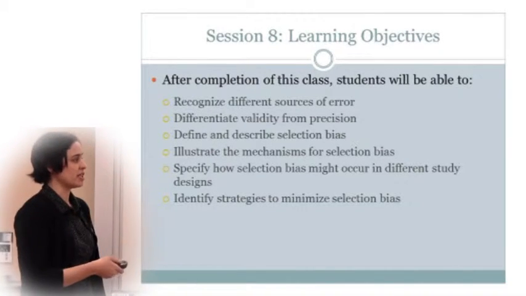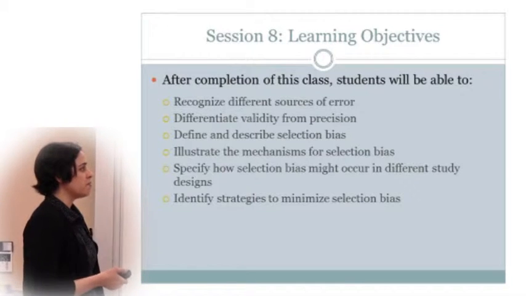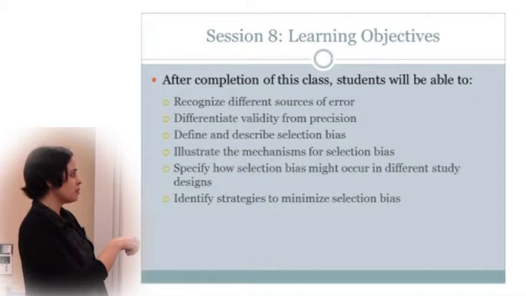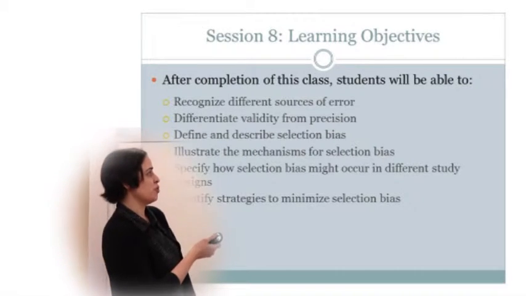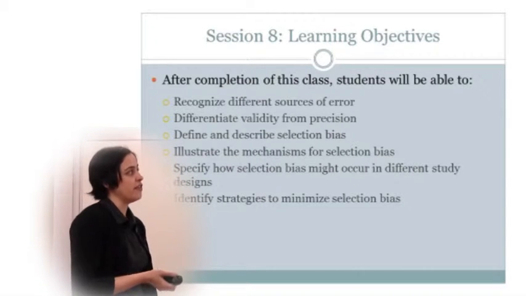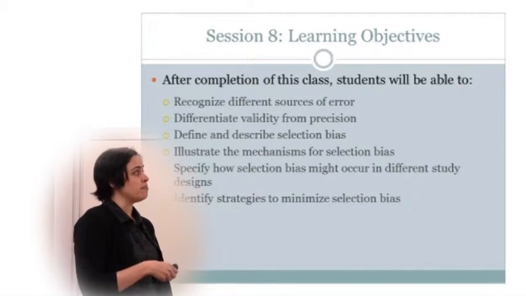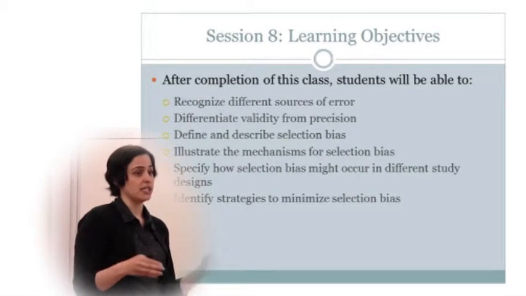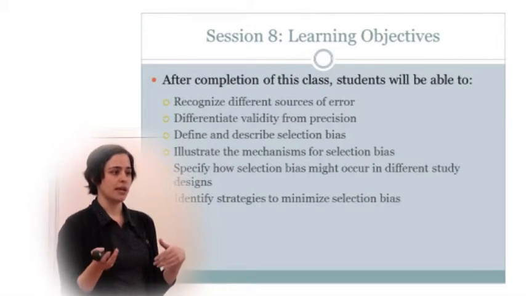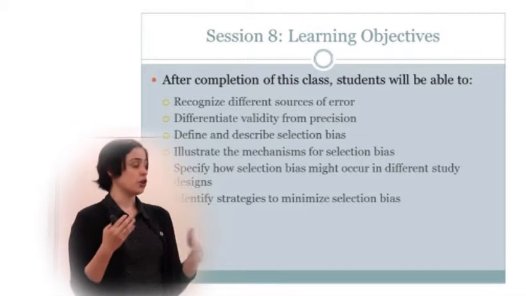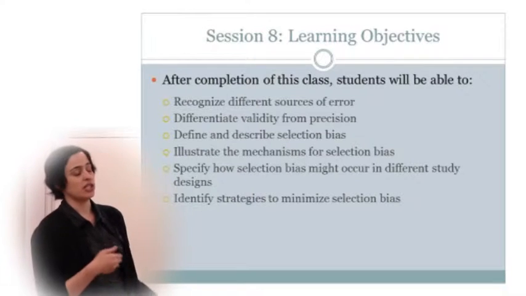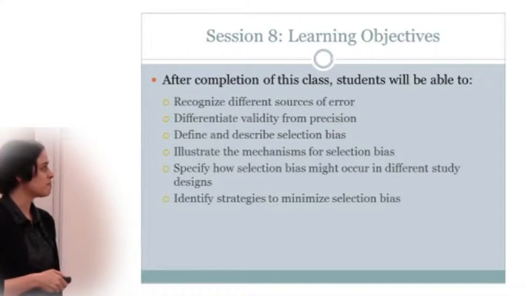So these are the learning objectives for my session. I'm not going to go through all of those in today's lecture, but after the class, students would be able to understand different sources of error, differentiate validity from precision, understand selection bias, understand how it works and how it might be occurring in different study designs. And then we would also talk about strategies to minimize selection bias.